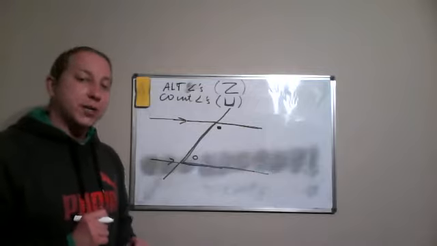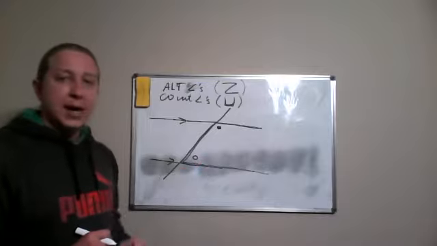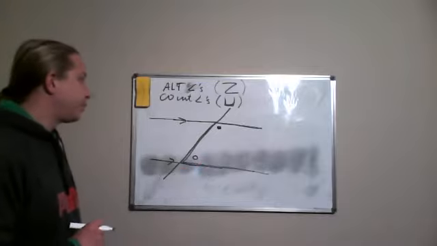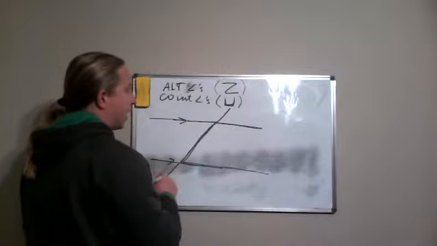The angles are not equal. You can see this is an obtuse angle. This is an acute angle. All right. And then the last one is corresponding angles.